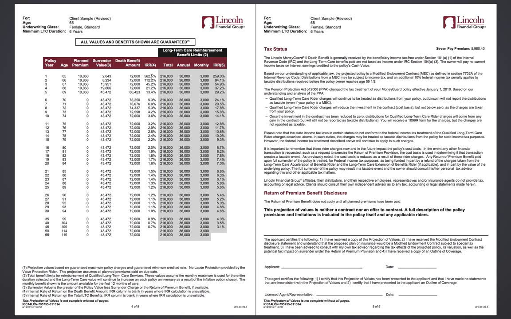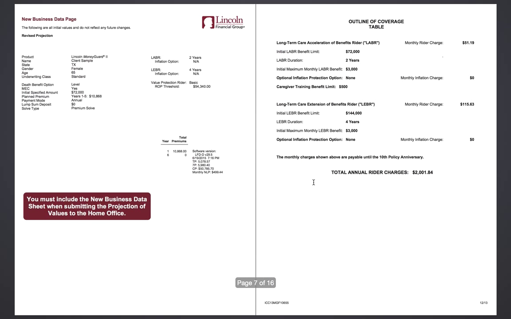There's an internal rate of return column for the death benefit, and then the gray area shows what our long-term care benefits are. We have a total benefit pool, followed by the annual amount of benefits available, followed by the monthly amount, and last we have an internal rate of return column on what that total benefit pool would be equal to. Page 5, the last page, gives you a little information on the tax status and is also the signature page. So we now get into the extra pages that are provided.